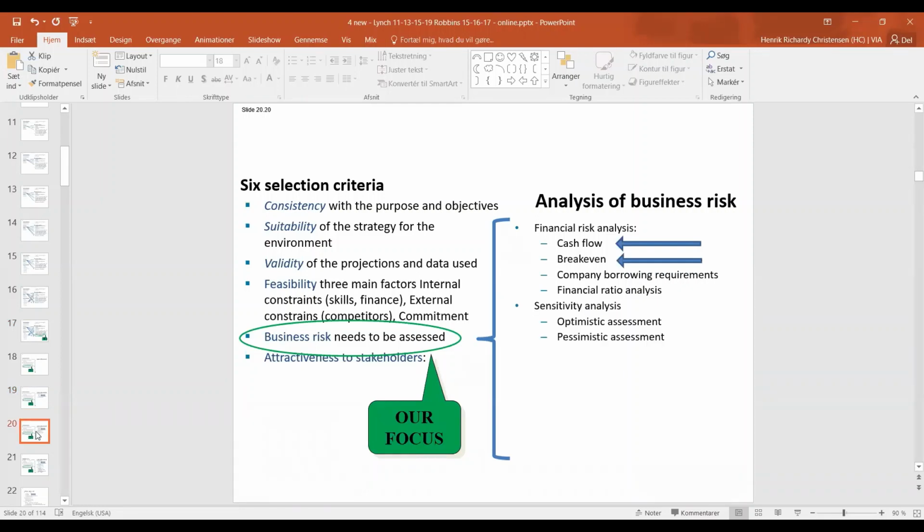Then another good idea in order to look into business risk is to look into sensitivity analysis. So it simply means, in this book of Lund at least, that we have an optimistic assessment and a pessimistic assessment. So it goes for trying to identify the best possible outcome for us as a company if we go with this particular option. Let's go back and pick out market development again.